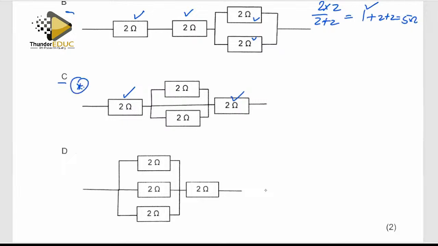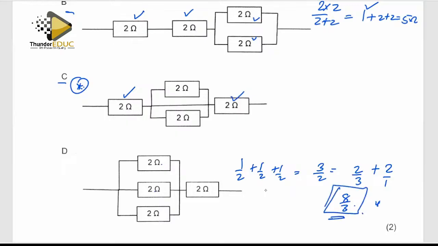Let's try option D. So 2, 2, and 2, that's going to be 1 over 2 plus 1 over 2 plus 1 over 2, which gives us 3 over 2. Then the actual resistance is going to be 2 over 3. And then when you add the 2, that's going to be 6 plus 2, that's going to be 8 over 3, which is not a 4. Then this one, for me, I believe it's more like the same as this.